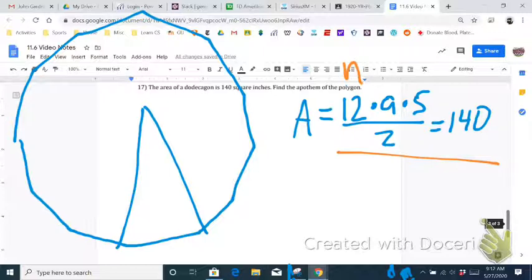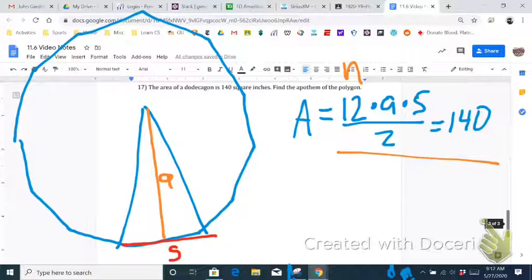So n's the number of sides, a is the height of this triangle, and s is the length of each side. So we have two unknowns, a and s, which means we need another equation here, and we could set up a system, because there's two unknowns. We can't solve for one specifically without having two equations. So I'm going to relate a and s.